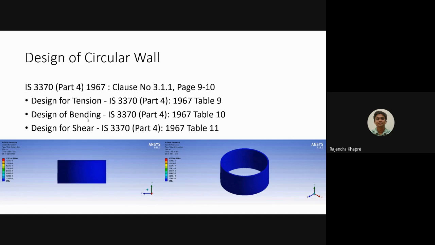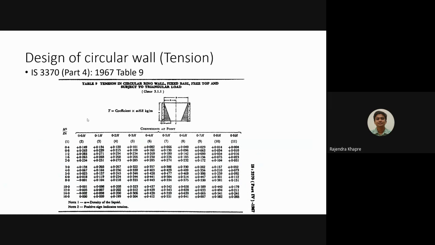Now let us go for the design of the wall one by one. First, the design of the wall under tension. For this purpose we will be using table number 9 of IS 3370 part 4, 1967, the older one. This table looks like this. The title of this table shows: tension in the circular ring wall, fixed base, free at top, and subjected to triangular load.